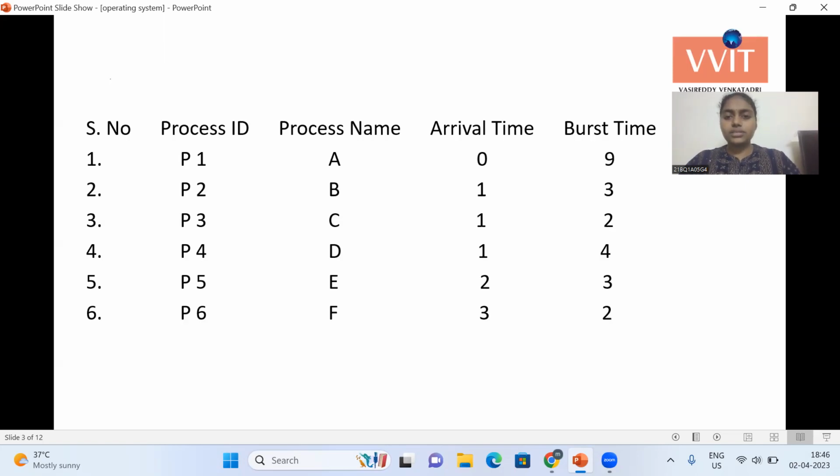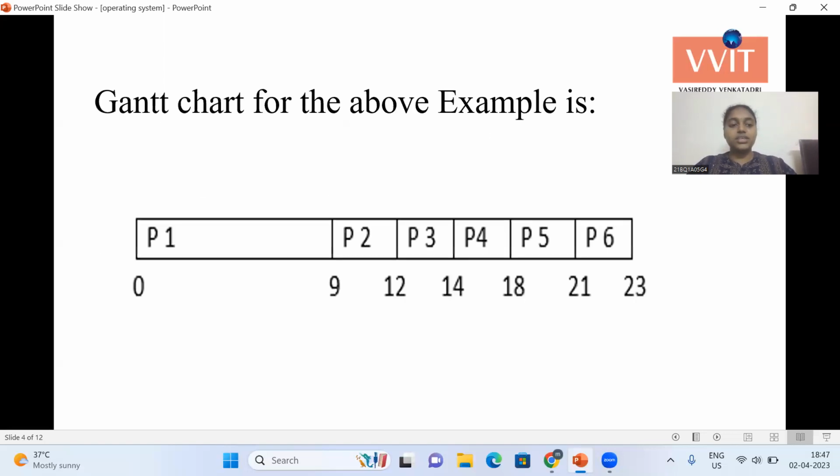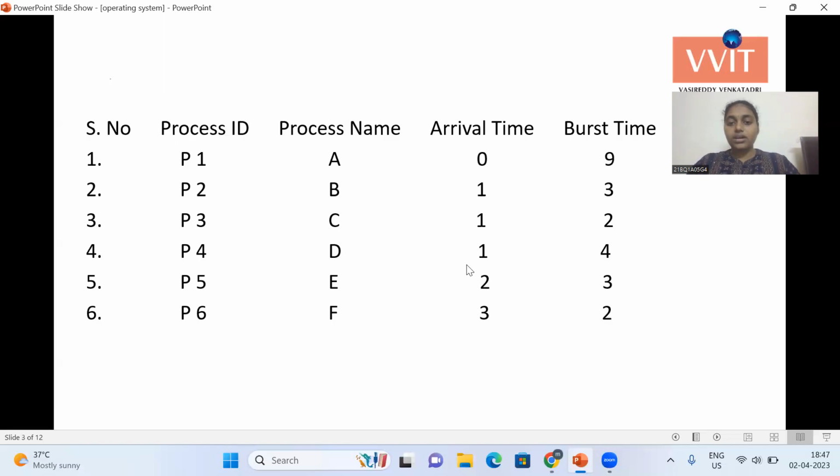In the given table, the minimum arrival time is 0, that is for process P1. Process name is A and process ID is P1. So we will consider process IDs here. P1 arrives first and its burst time is 9, so it completes its execution when it reaches 9. See here, P1 is from 0 to 9. At the time P1 completes its execution, all the other processes have arrival times less than 9, so all will have arrived by then.